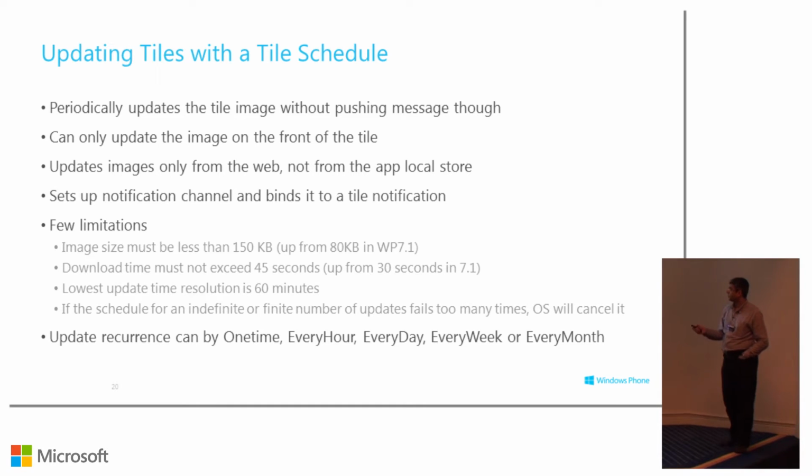So what you can do is you have something called the tile schedule, which you can run on a periodic basis to update the tile. And the only way to update the tile is from a remote server. You cannot do it from a local file. So if you see here, you have the update recurrence as one time, every hour, every day, every week, or every month. So the minimum is every hour.